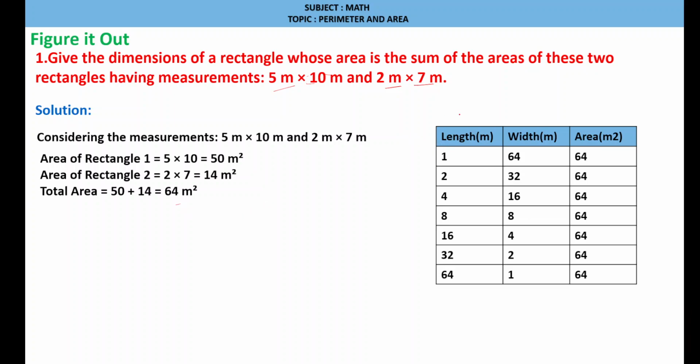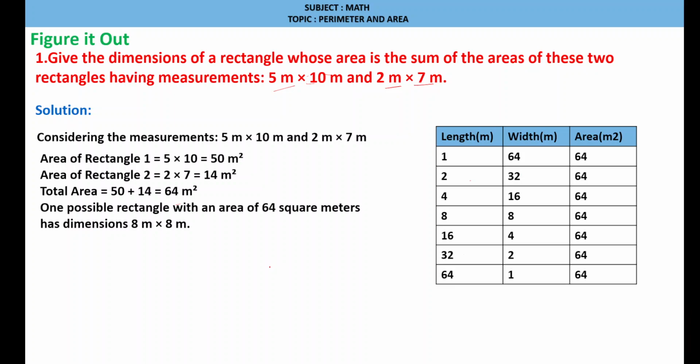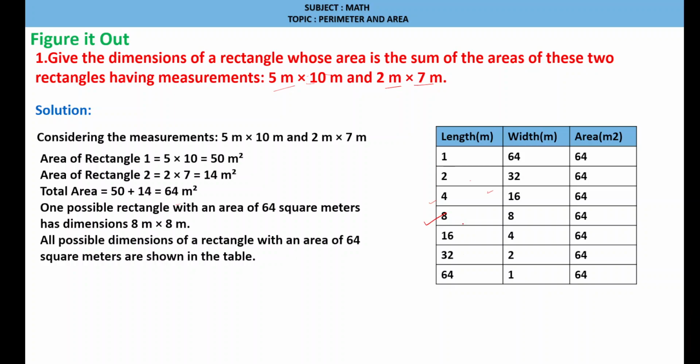We can write the factors as 1 into 64, 2 into 32, 4 into 16, 8 into 8, 16 by 4, 32 into 2, 64 by 1. So, one rectangle with this area of 64 square meters has a dimension. We are opting for 8 as the length and 8 as the width. You can opt for whichever you like, but most probably this is having the dimension 8 meter by 8 meter. All possible dimensions of the rectangle with an area of 64 square meters are shown in this table, which gives us the area as 64.